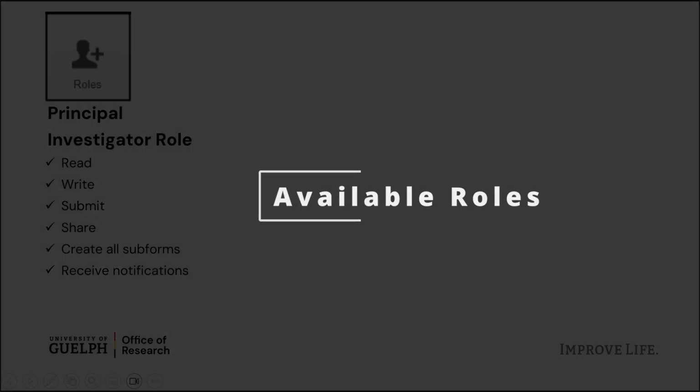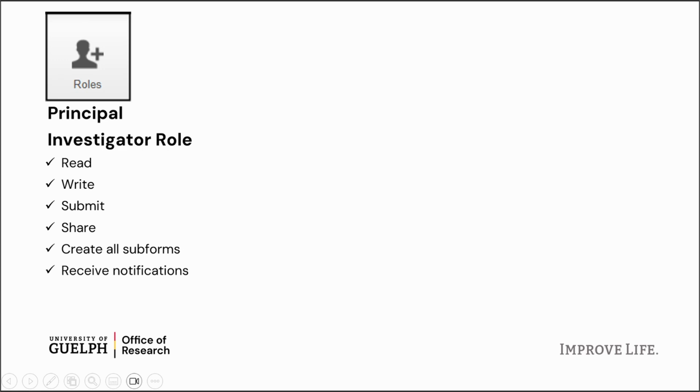There are 3 different roles you can choose from. Principal Investigator. After the form owner, this is the highest level of permission and must be assigned to the named PI on the project unless you're the PI creating the application. This role gives full edit access but also the ability to sign and submit an application.